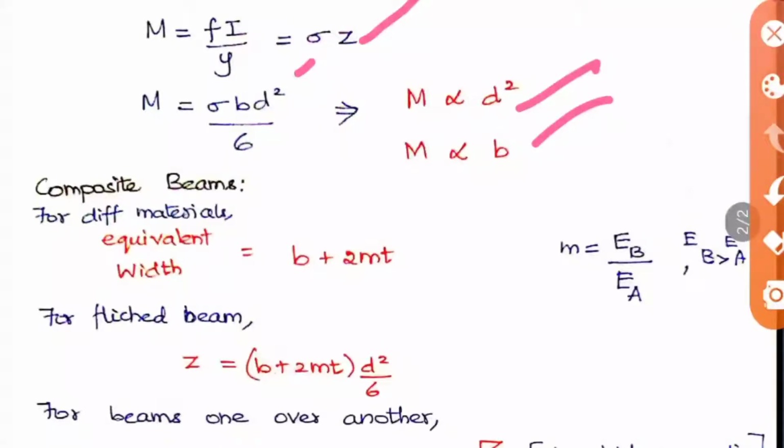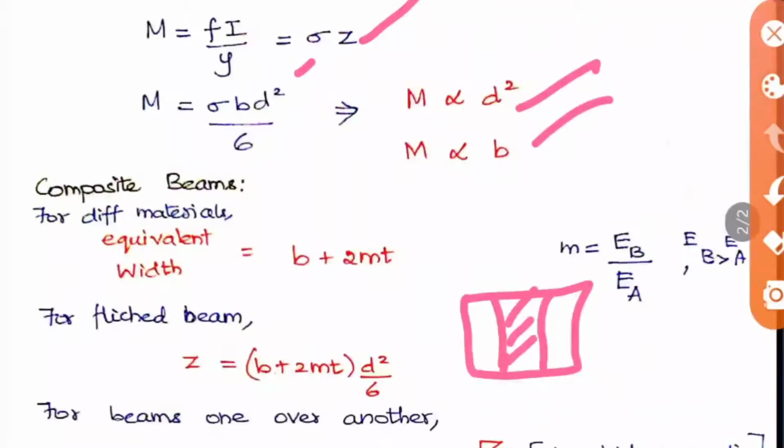And then comes the composite beam. A composite beam is nothing but a combination of two different metals. Here, if you are taking a body like this, the middle will be of timber material, and the left and right side material will be of some other metal, like steel.